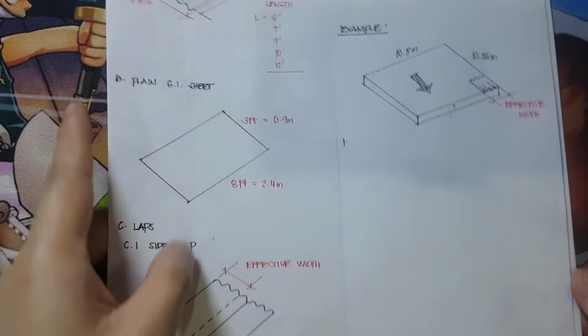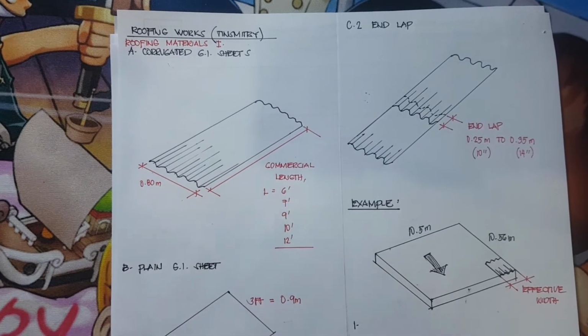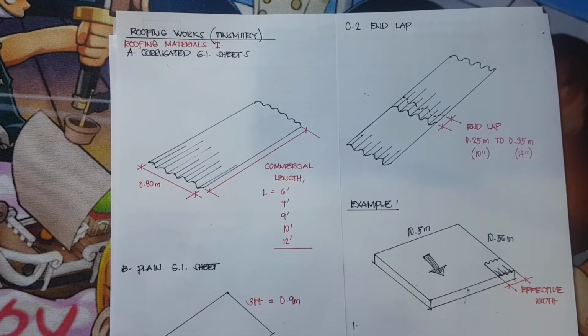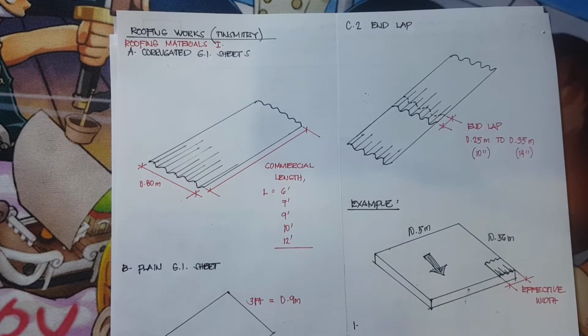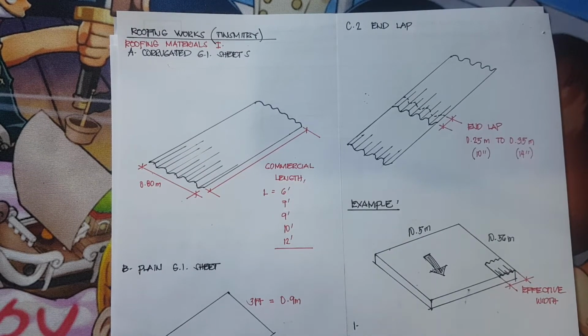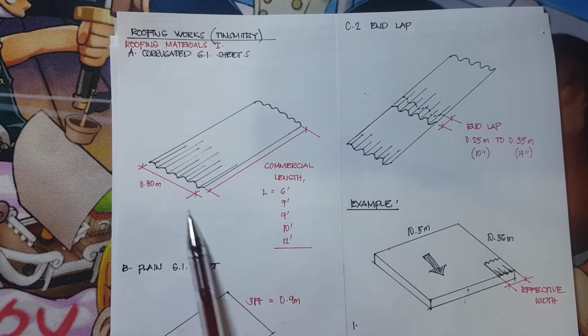Let's start with the corrugated GI sheet. If you're not quite familiar with this material, it is quite famous here in Baguio City. It is often used as a housing material here in Baguio City. This is what we call the yero. Sikat ito sa tinatawag na yero.